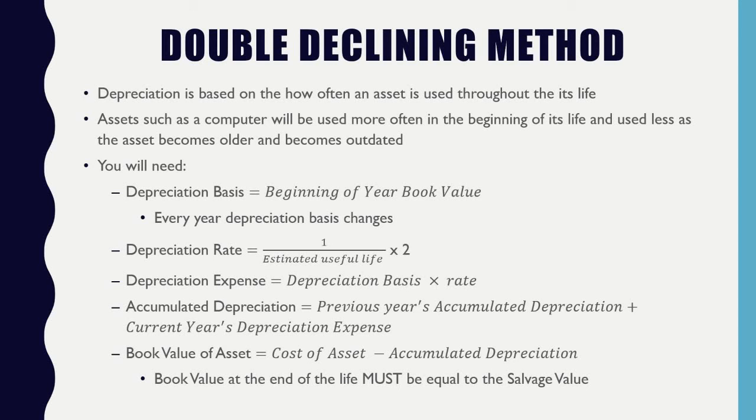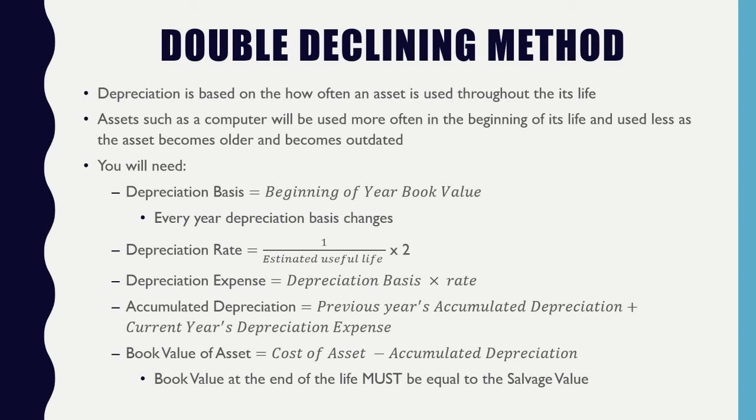Now, here, there's the 3 main formulas, which is the depreciation basis, the depreciation rate, and the depreciation expense itself is going to be different, okay? The accumulated depreciation and the book value, these ones will stay the same. So it's going to be the previous year's accumulated depreciation plus the current year's depreciation expense. And book value, once again, is going to be the cost of the asset minus accumulated depreciation, okay? But here's the catch.